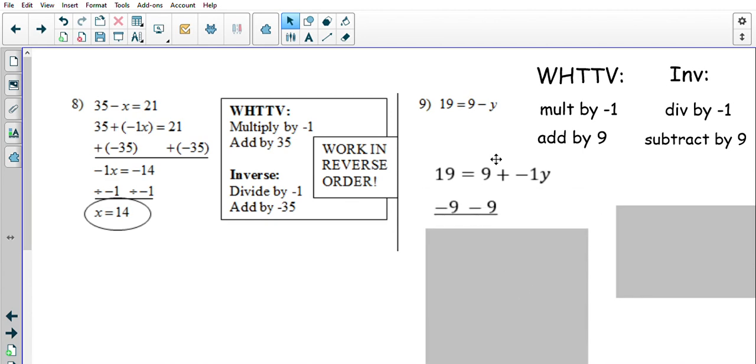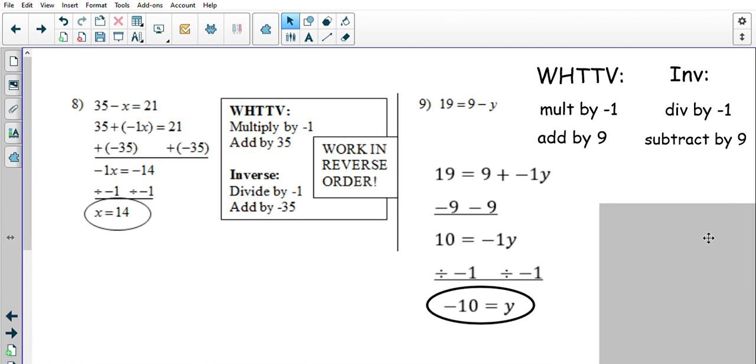We're going to subtract 9 from both sides. We get 10 equals negative 1y. The inverse of multiplying by negative 1 is to divide by negative 1. So you're going to get y equals negative 10 for your solution.